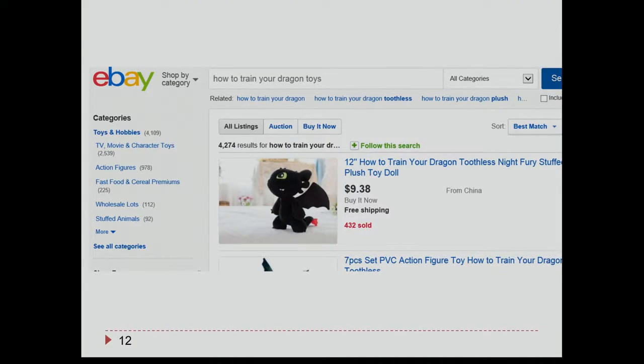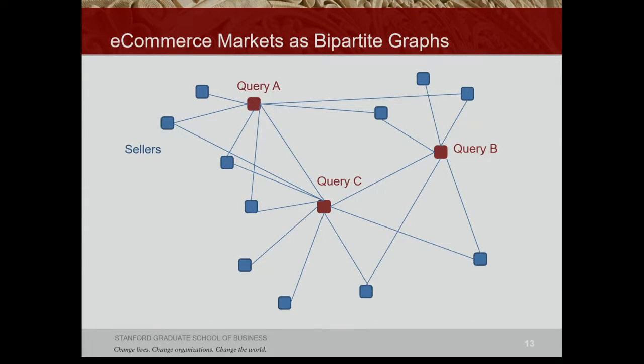And then I might go to How to Train Your Dragon toys, and there's going to be people competing on that who sell How to Train Your Dragon stuff, but also other stuff. So essentially, e-commerce markets are bipartite graphs where the degree of competition one seller or advertiser has with another is determined by which user queries they compete on. And of course, once you realize that, you realize that the whole graph is connected. So there really aren't any isolated sellers.